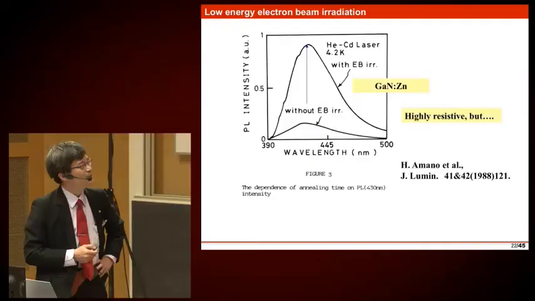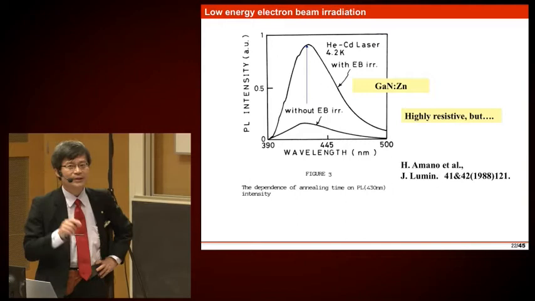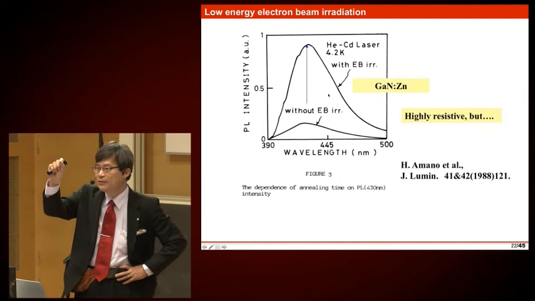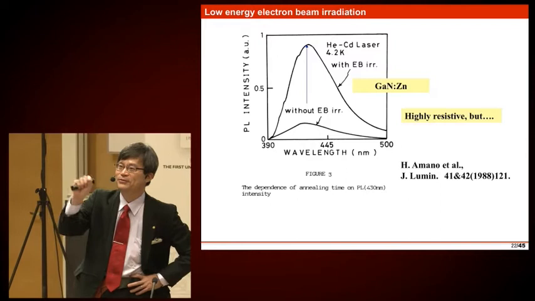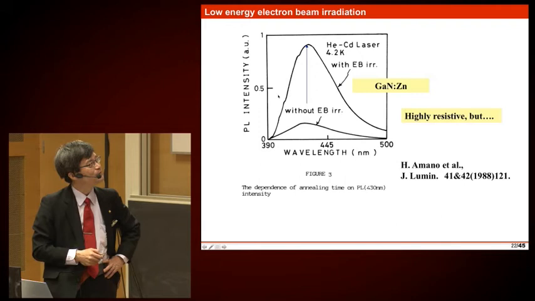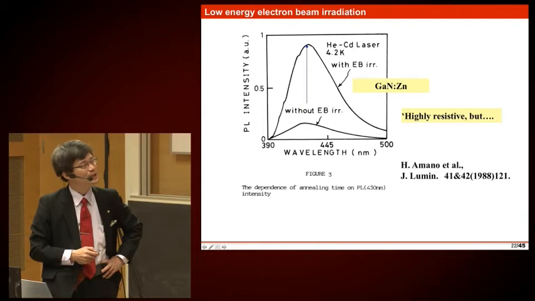But I found a very interesting phenomenon. During the cathodoluminescence measurement, the blue luminescence related to zinc was enhanced irreversibly. So we can brighten the character by electron beam irradiation. We call it low energy electron beam irradiation treatment. But even though the samples were treated with low energy electron beam irradiation, all the samples remained highly resistive.